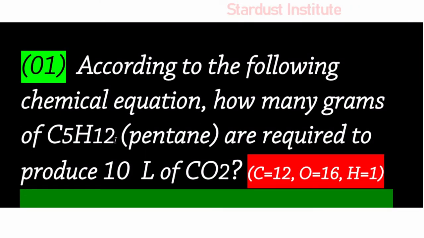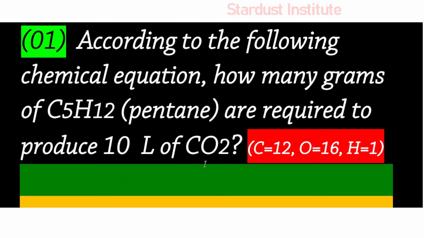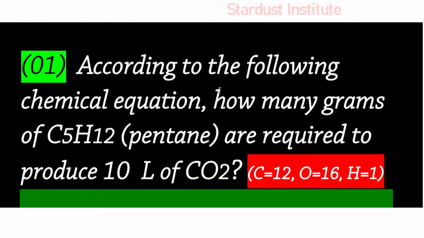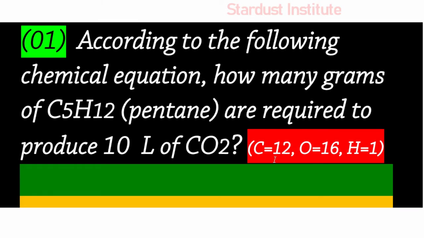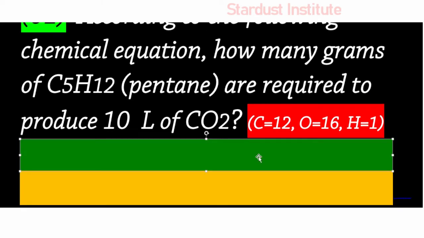According to the following chemical equation, how many grams of C5H12, that means pentane, are required to produce 10 liters of carbon dioxide? Molar masses have been given: carbon 12, oxygen 16, hydrogen 1. Let's see the chemical equation.